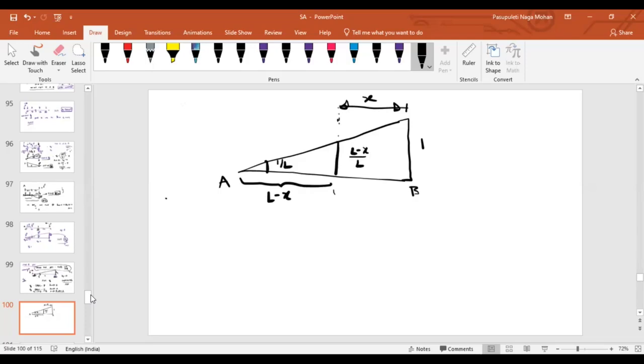Load is here, and we are considering it as P. Then what is the reaction at B? P into L minus X by L. We have to be clear. The point is, from which direction we are taking the slope and from which direction we are taking the distance. This is where the matter lies, and this is where you might commit the mistake in the exam. The concept is the same, but you misunderstood the distance and slope.